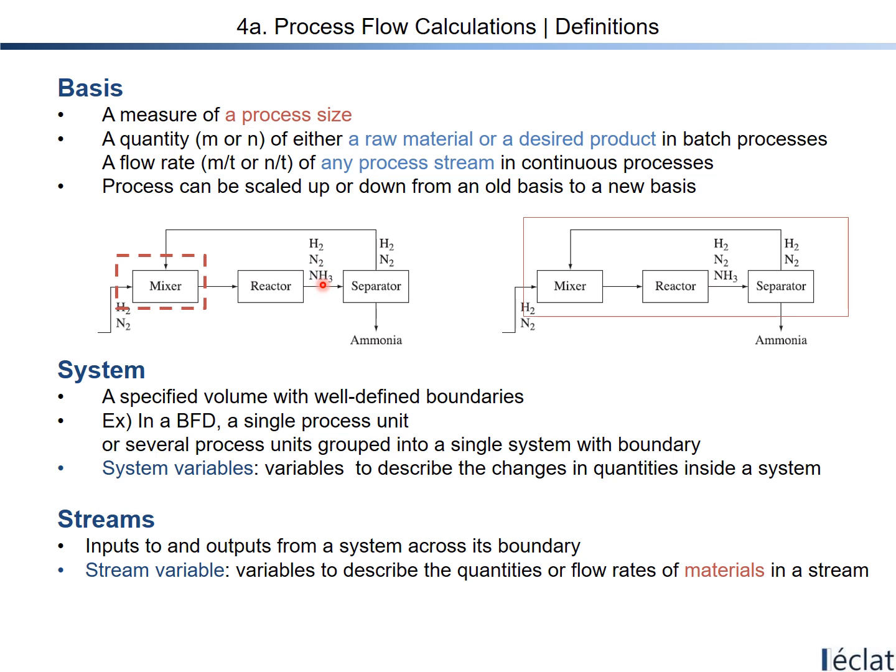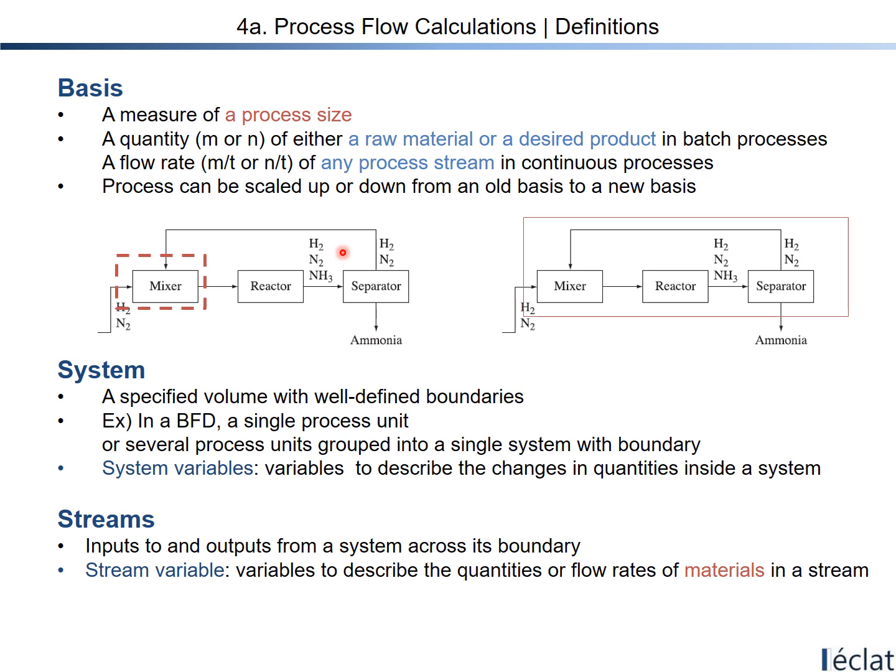Unfortunately, we have unreacted amounts of hydrogen and nitrogen as the raw materials. So we should separate the desired product ammonia from hydrogen and nitrogen. So you need to have a separator. The separator in this case has 2 streams. One is for the desired product ammonia, and the other one is for the unreacted hydrogen and nitrogen. Those reactants are going back to the first mixer.